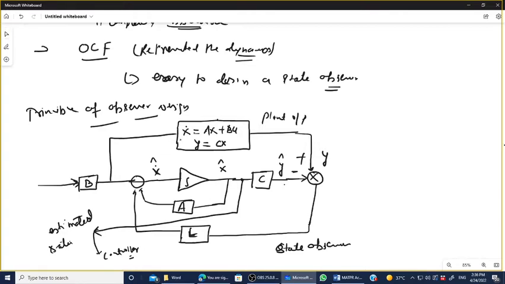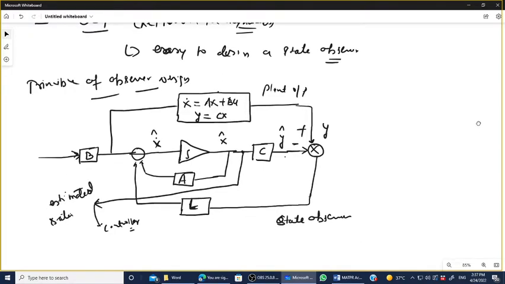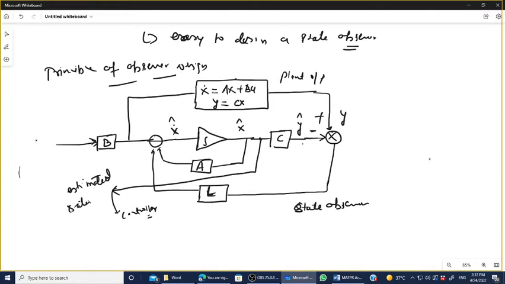So what happened here? The actual plant output is compared with the predicted or estimated value, and whatever difference comes out, that minus value is sent back to the system as the observer correction. So this is the concept. The difference between the actual state and the estimated state is independent of the u value. This is the input.